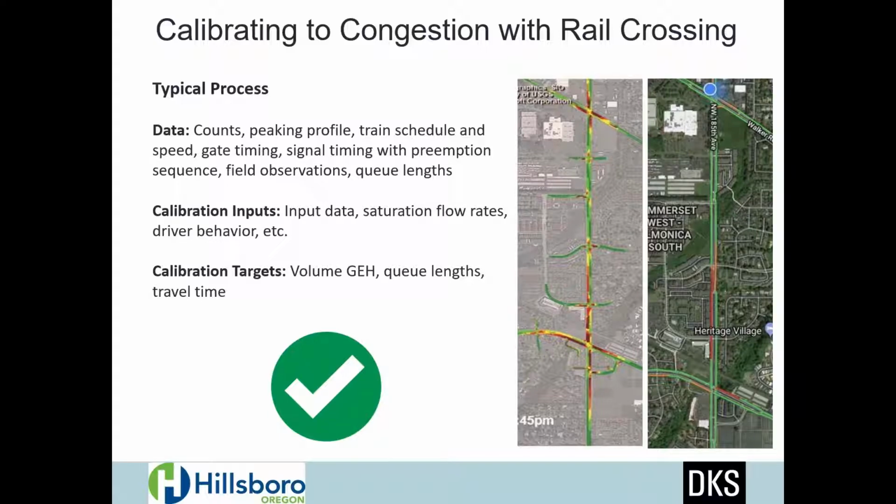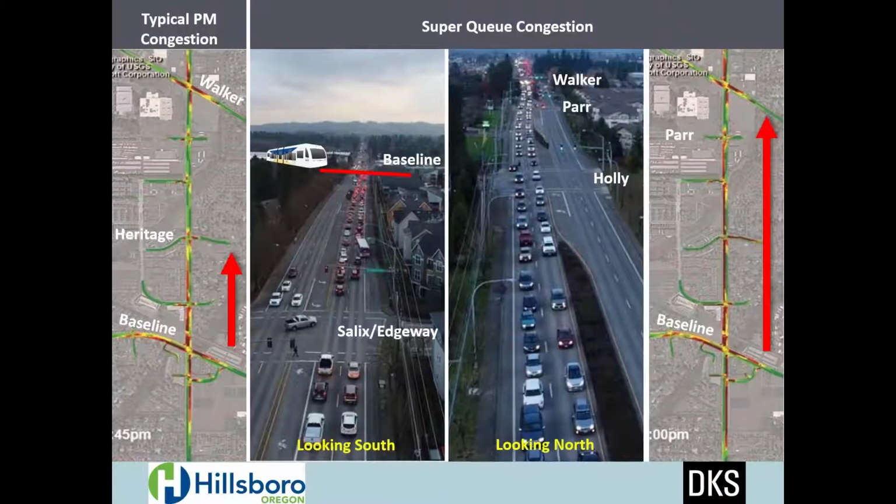And so as we go through this calibration process, it's getting the right saturation flow rate and doing any driver behavior adjustments to make that change. And then ultimately our calibration targets are the volume GEH, so making sure that our volume inputs and our volume throughput are matching, getting the queue lengths correct, both in duration and in time, and then travel time along the corridor. So that's just the general modeling process that we go through.